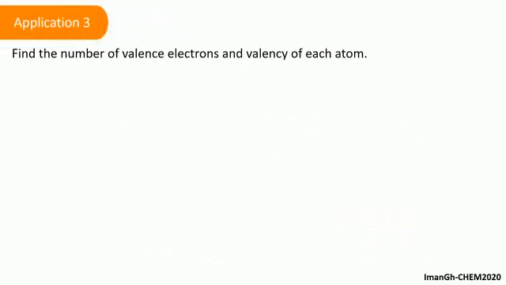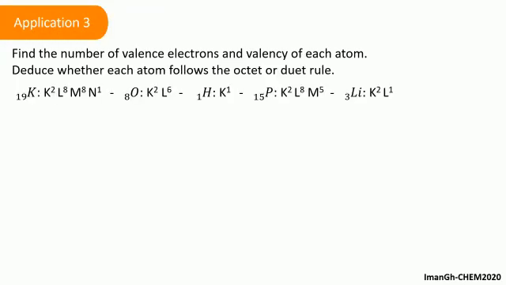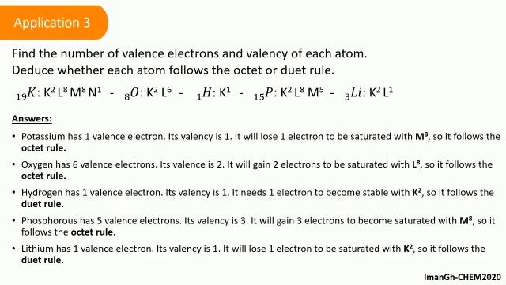Now solve application 3, where you will find the number of valence electrons and valency of each atom. Deduce whether each atom follows the Octet or Duet rule. As you can see, potassium, oxygen, and phosphorus follow the Octet rule since the outer energy level is saturated with 8 electrons, while hydrogen and lithium follow the Duet rule since the outer energy level is saturated with only 2 electrons.